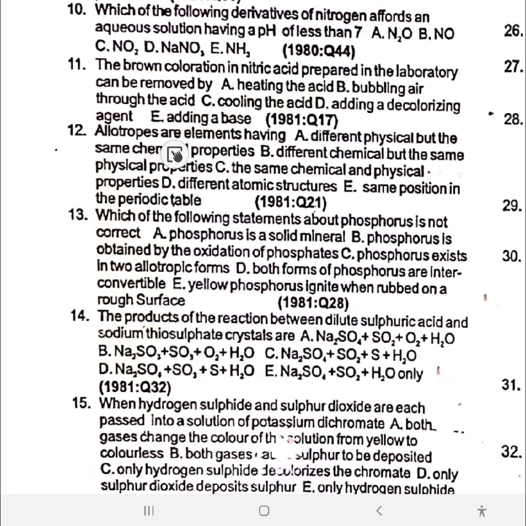Number 12. Allotropes are elements that exhibit different physical properties. So you could also write that they have different physical states, like allotropes of carbon. Diamond has a refractive index and is shiny. Graphite is also carbon. Petroleum has a huge level of carbon inside it.